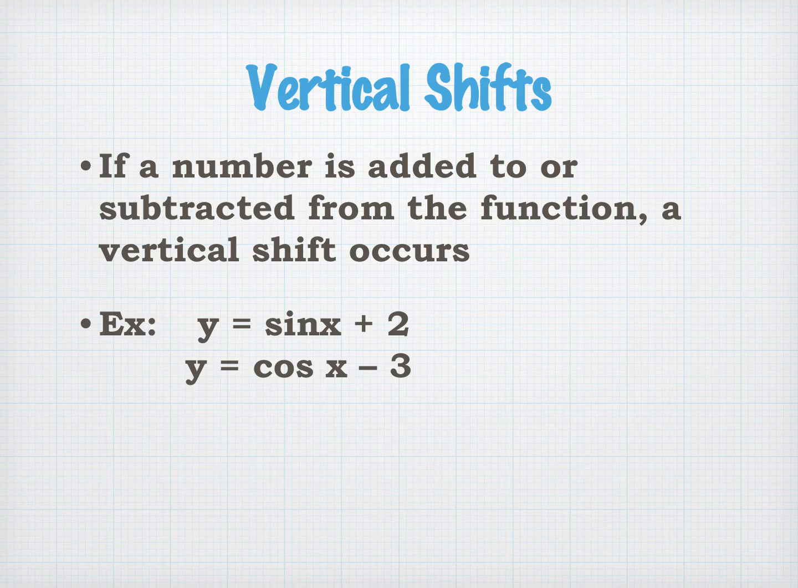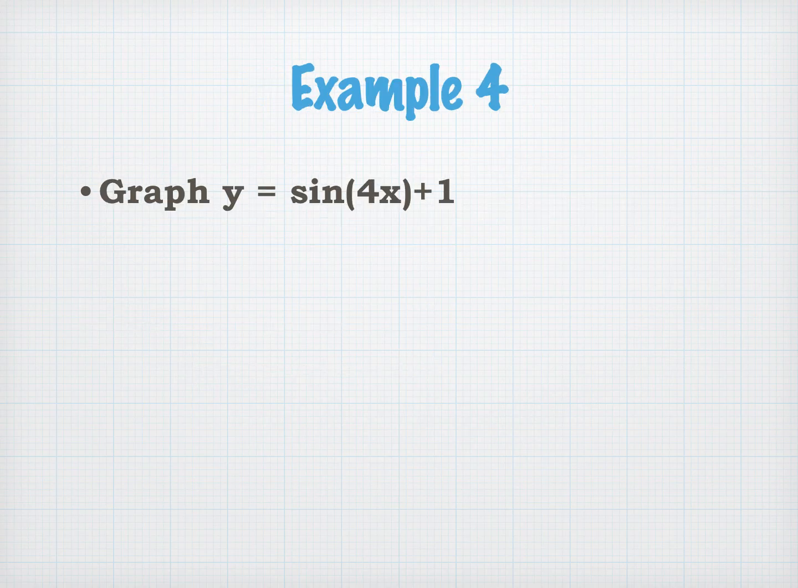All right. Vertical shifts is if you add or subtract to the actual function, right? Adding moves the graph up, subtracting moves the graph down. How I would do these is I would graph the original first, and then shift the key points that you plotted up or down the appropriate number of units. All right, so something like this.